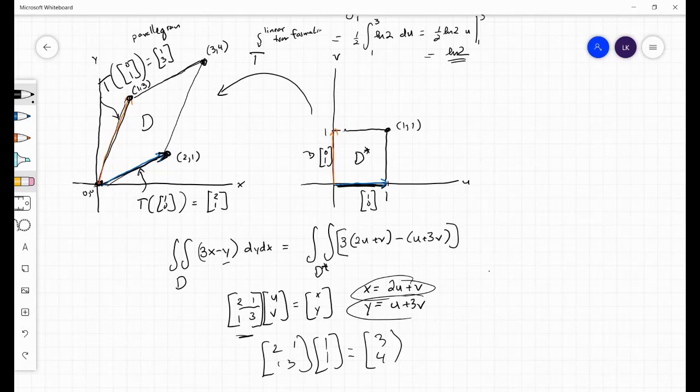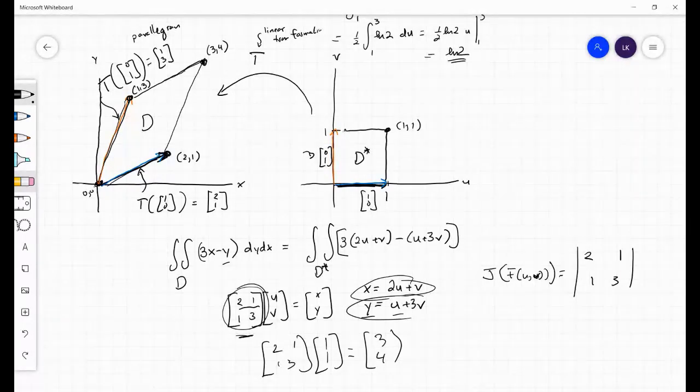And then what is the Jacobian here? Well, we can compute it. The derivative of x with respect to u and v, derivative of y with respect to u and v. And what do we get back? We just get this matrix back. The derivative of a linear transformation is always just the matrix representing that transformation. And then the determinant of that is 6 minus 1, so 5. Then du dv.